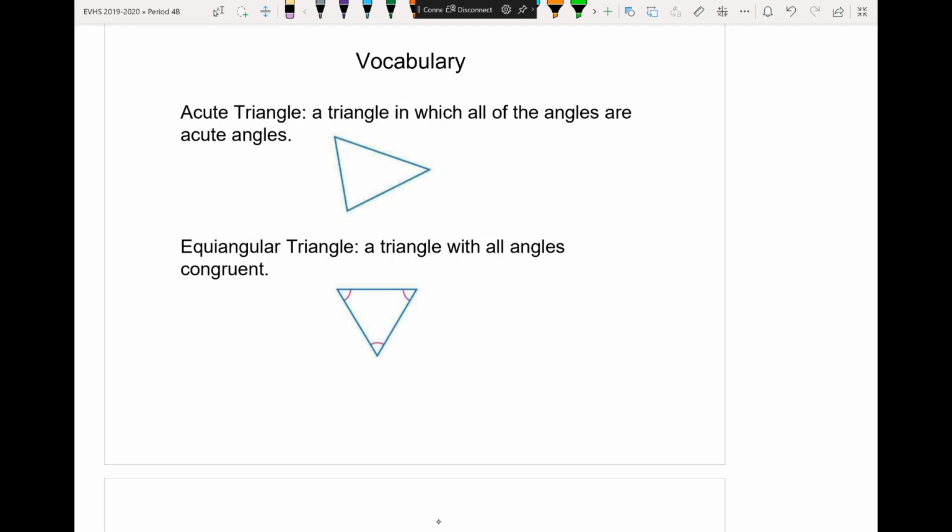Okay? So, you're used to the word equilateral. Okay? Equilateral triangles are also equiangular, and we'll get to that in a little bit. But just realize we use the word equiangular as like a vocabulary word, but it doesn't get used in most cases. We usually just say equilateral.